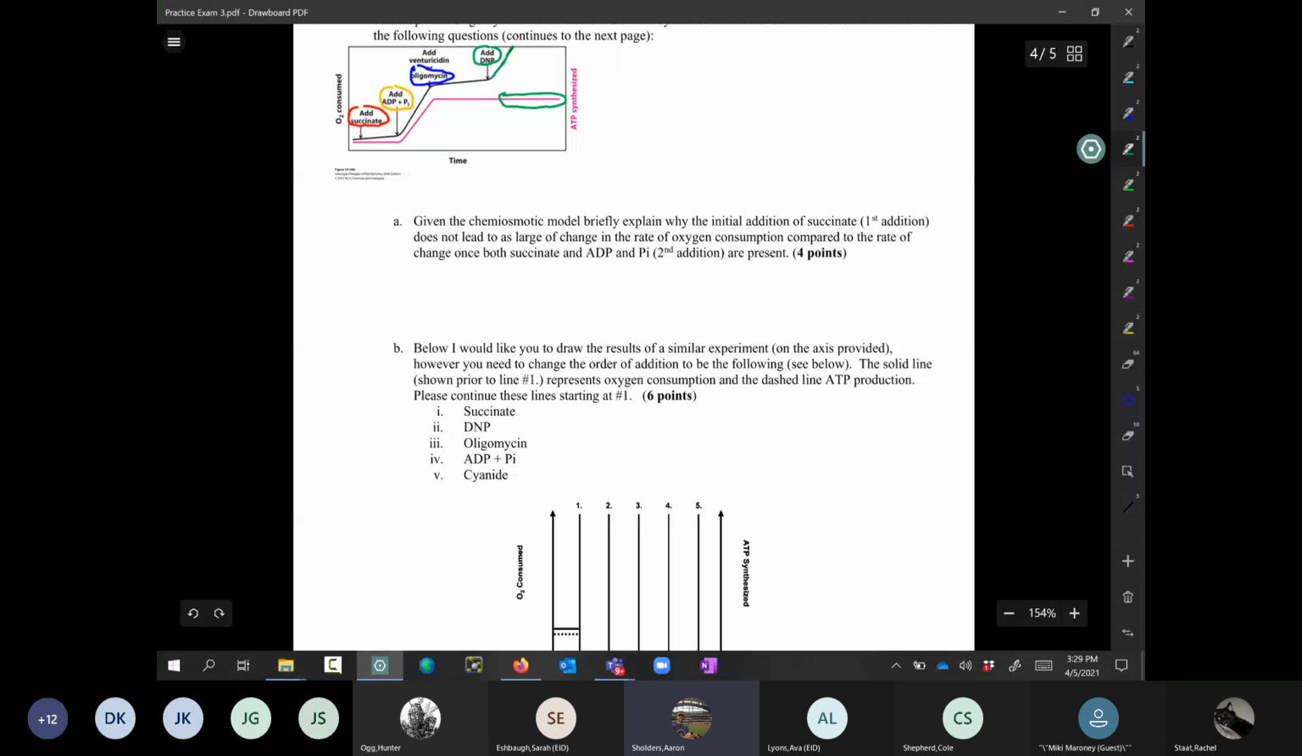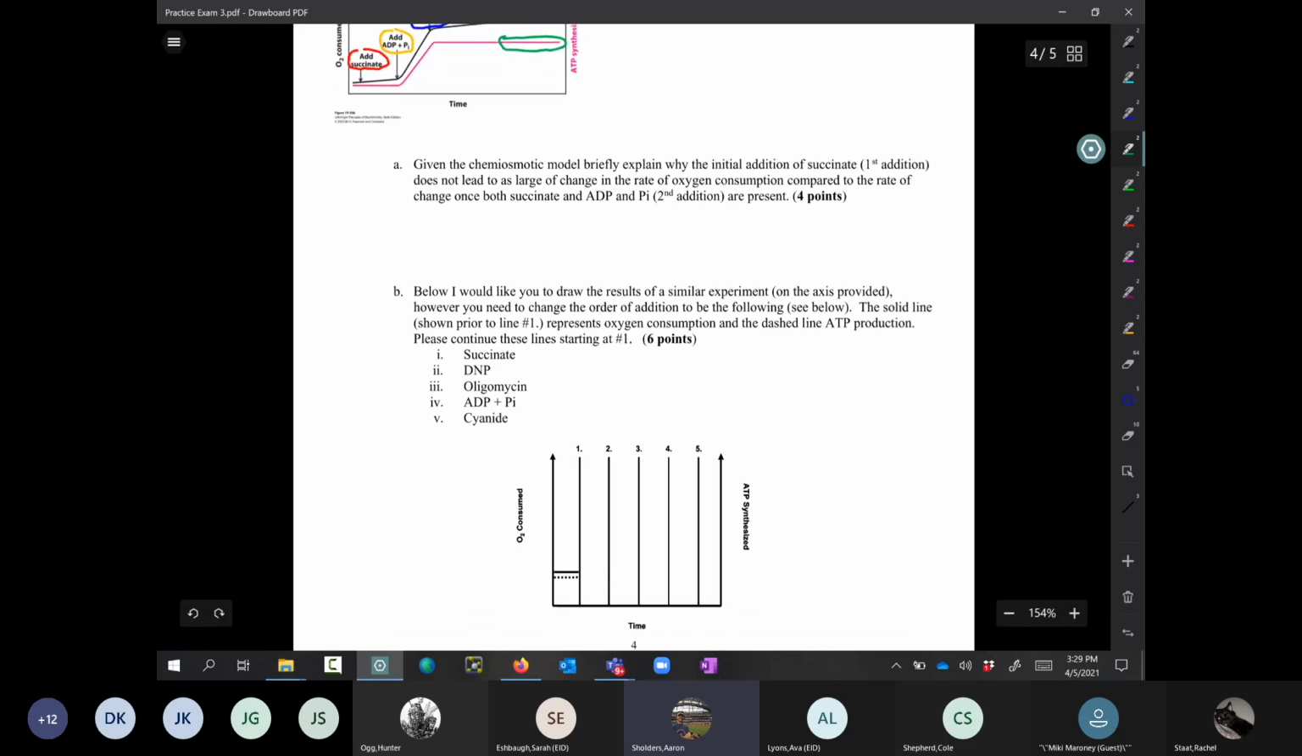Right now, here we go. It says below, I would like you to draw the result of a similar experiment on the axis provided. However, you need to change the order of addition to be the following. See below. The solid line shown prior to line 1 represents oxygen consumption, and the dashed line ATP production. Please continue these lines starting at 1. So what this is saying is this. We are going to add, first of all, succinate. That's our first addition to mitochondria.